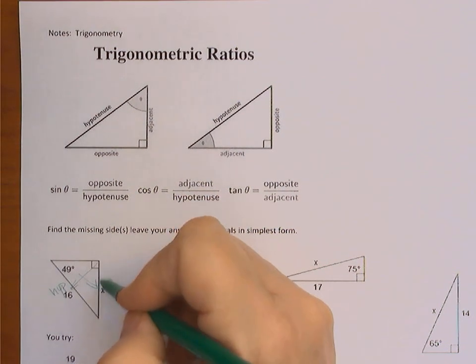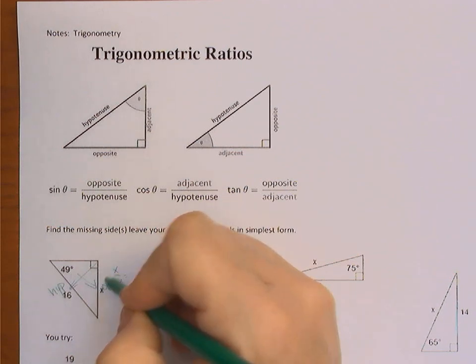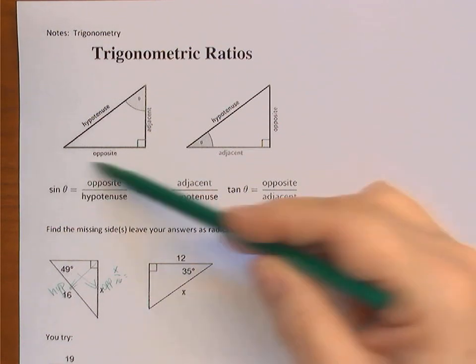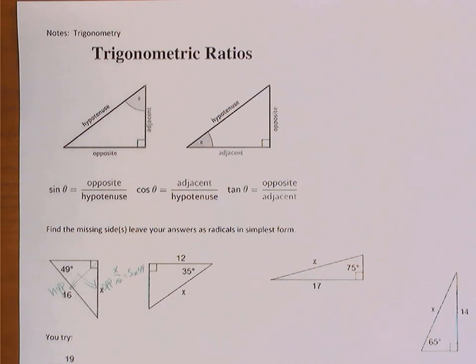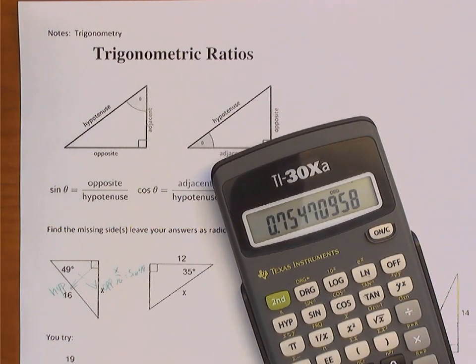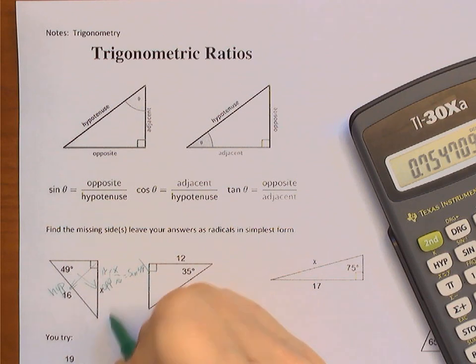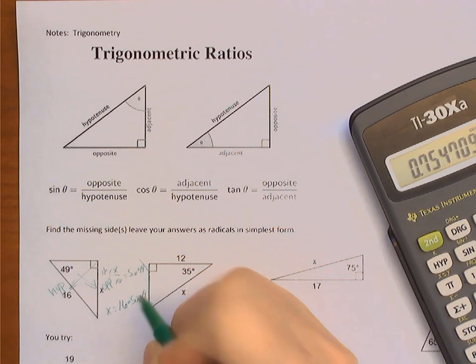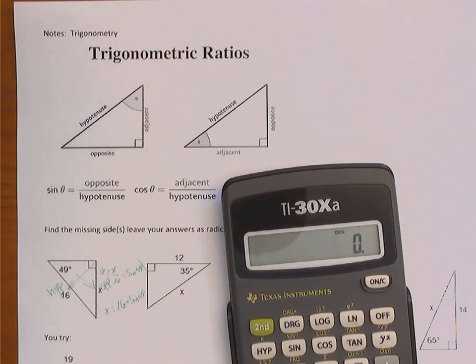So this is going to be x over 16, my opposite over hypotenuse. And that's going to be equal to, remember opposite over hypotenuse, that's going to be my sine. That's this function, the sine of 49 degrees. So then I'm going to take the sine of 49 degrees by plugging it into my calculator. Actually, I'm going to multiply by 16 first and get rid of it. So I'm going to have x equals 16 times the sine of 49. And so then I'm going to just plug that into my calculator. I'm going to go 49 sine times 16.